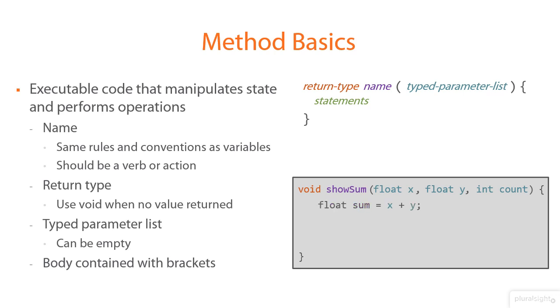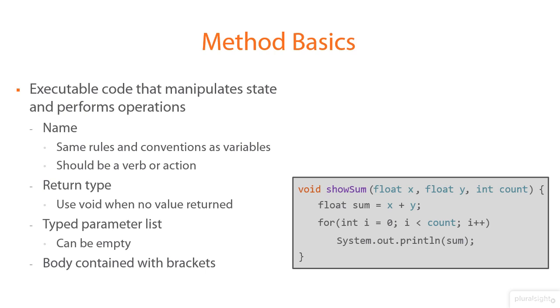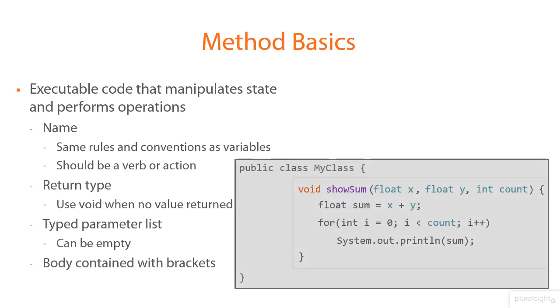So we'll add x plus y to get sum. We'll create a loop that counts from 0 and increments i each time as long as it's less than count, and then prints that value out. So now when it comes time to use this method, the first thing we want to do is go ahead and just wrap it up inside of a class, because all methods are inside of classes. We'll go ahead and make our method public so we can access it.